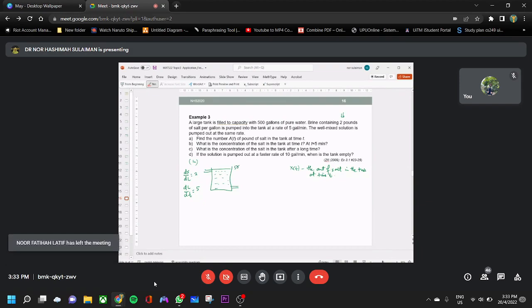capacity dalam 500 liter. Okay. The well mixed solution is pumped out at the same rate. So maknanya dia tak akan ada perubahan dalam dia punya amount of solution in the tank. So it goes out at the same rate, meaning that the dV/dt out happens to be 5. Okay, similar. Alright. So what will be the concentration then? dx/dt, ini in, ini out. What will be the concentration? X over?